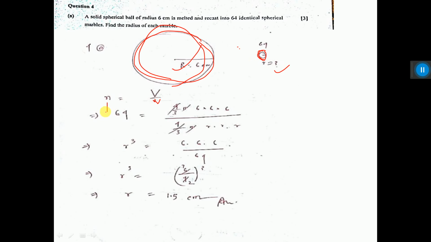Now n is given as 64, and the formula is 4/3 pi r cube, that is capital R cube. I have directly written it, but you write the formula first. Capital R value is 6 cube, so 6 into 6 into 6, and the marble is 4/3 pi small r cube. I have written 3 times small r. Now put the values, then you will get r.